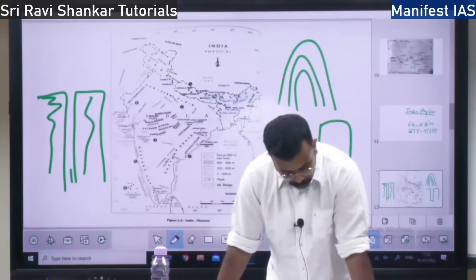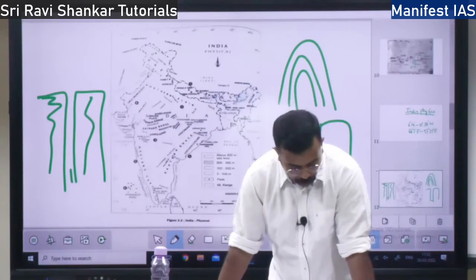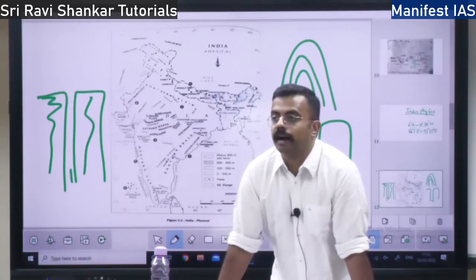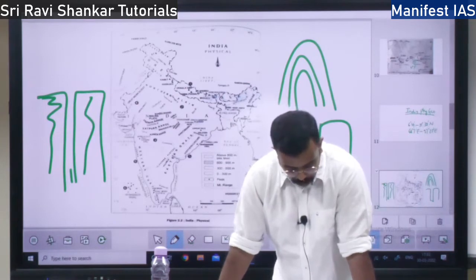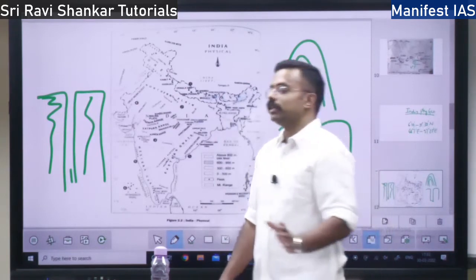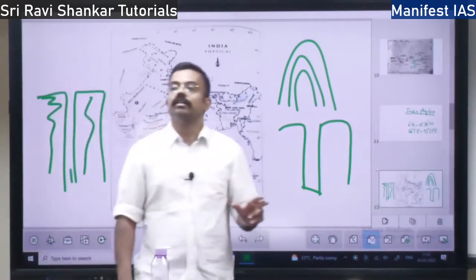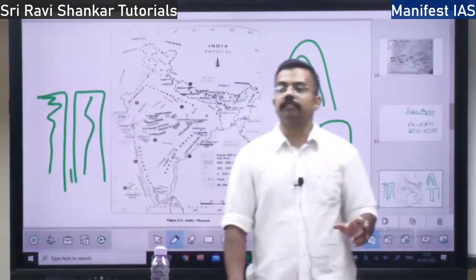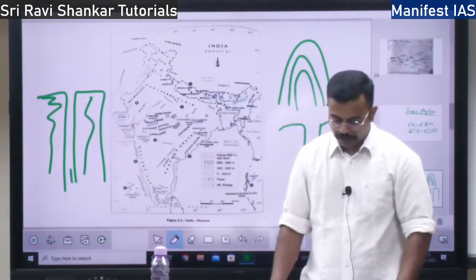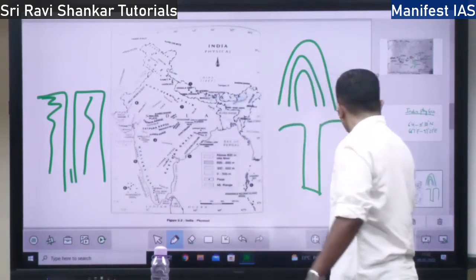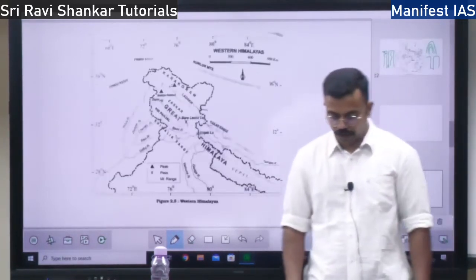So this is about the Indo-Ganga-Brahmaputra plain, what we have. Then we will talk about the physiography of India. Physiography is a part of geography where we study the physical characteristics of an area. First, we will talk about the north and northeast mountains. These are the northern mountains we are talking about.